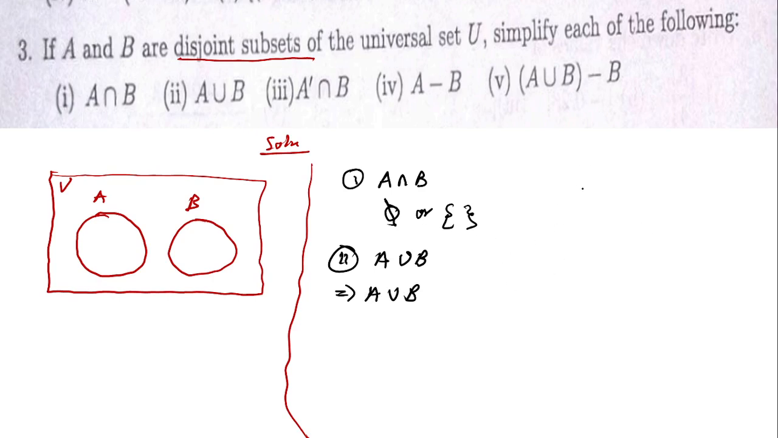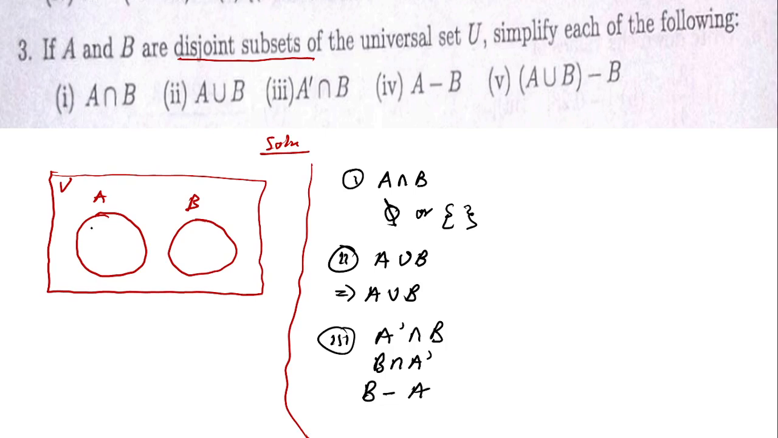Then the next one, which is my third one, is A complement intersection B. A complement intersection B is the same as B intersection A complement. So here we have just used the commutative law. Check out my class on the algebraic laws of sets. From this one, this is the same as B minus A.